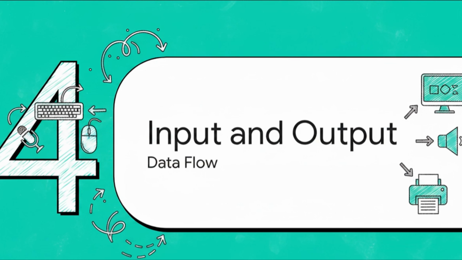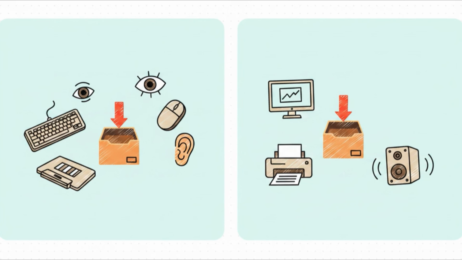Let's see how all these pieces talk to each other. And this brilliantly illustrates how we can categorize all these components by a simple, clean divide. Input devices, like the keyboard, mouse, or a scanner, they are the computer's senses. It's how data goes in. On the flip side, output devices like the monitor, printer, or speakers, well, those are the computer's expressions. It's how the final results come out.